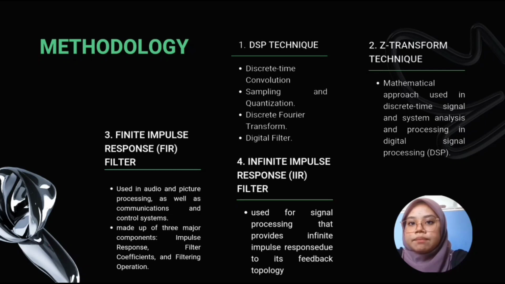Next, finite impulse response filters are used in audio and picture processing, communications, and control systems. They generate the output signal by convolving the input signal with a finite duration impulse response. FIR filters have advantages such as linear phase response, stability, and ease of implementation. However, they demand more computer resources than infinite impulse response IIR filters.